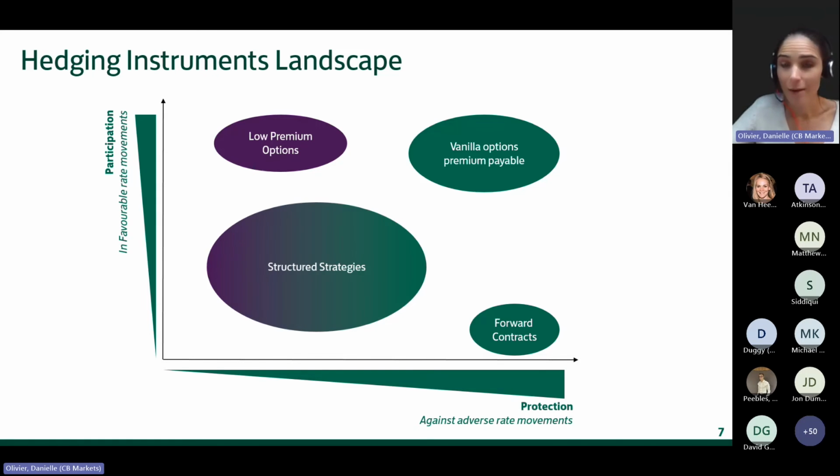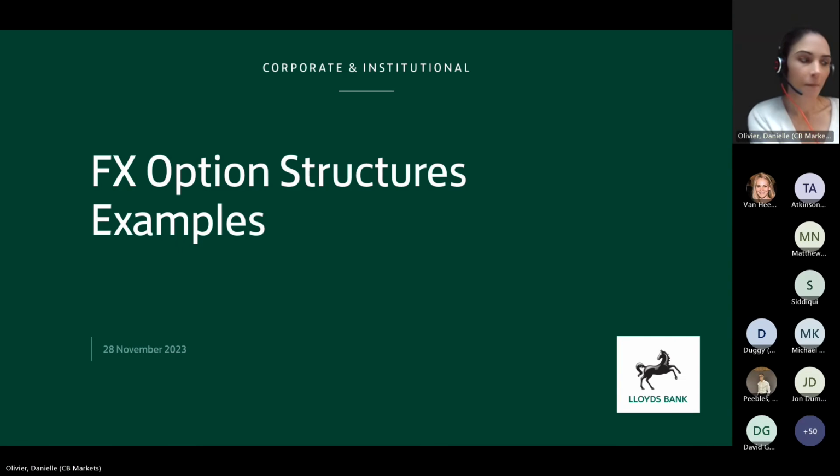I'm going to go through some examples of structured strategies next, but I'll just pause for a minute to answer any questions if they do pop up. Hopefully a lot of that was heard before or known to many of you, or if it is your first time hearing it, hopefully that makes sense.